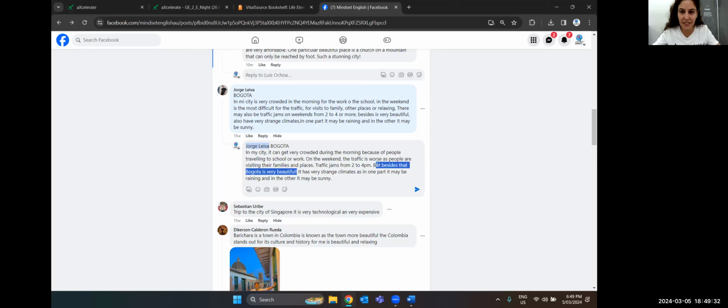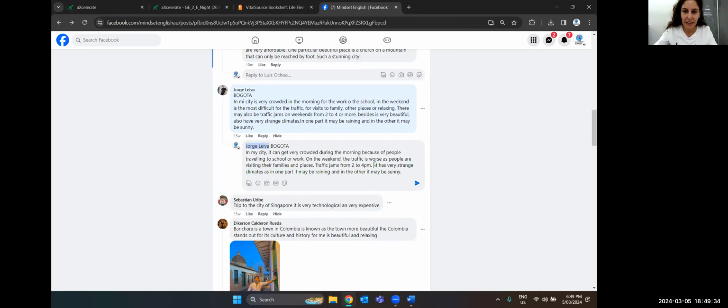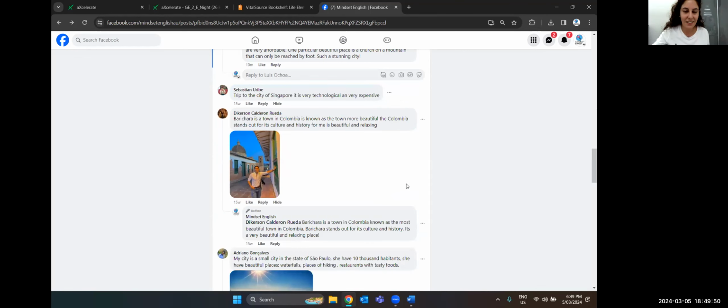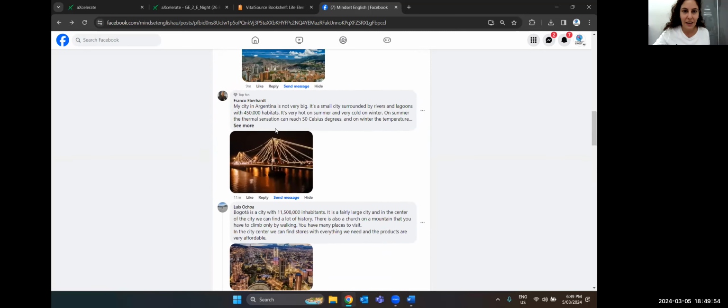I might leave this sentence here at the end. Because he kind of gave a bit of negative, the traffic, you know, he talked about the traffic not good. He talked about the strange climate. And then at the end, but besides that, Bogota is very beautiful. Okay, so that was from George a while ago.